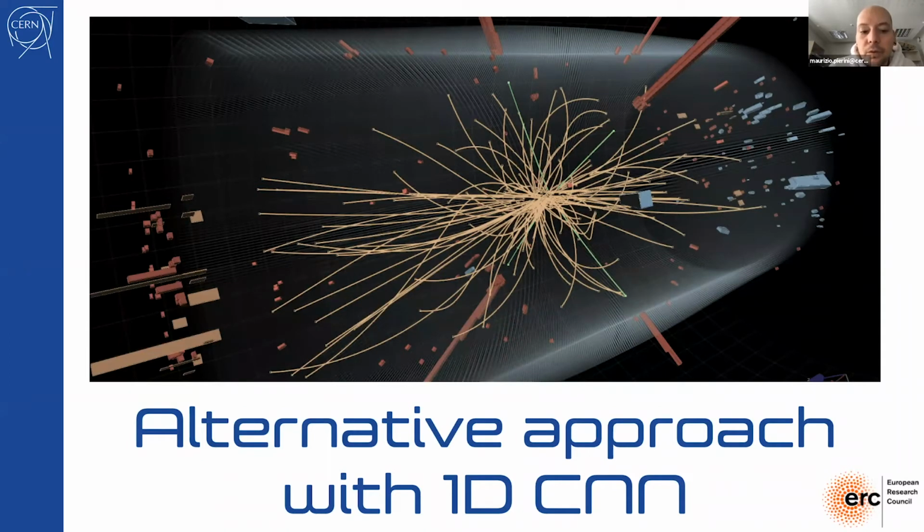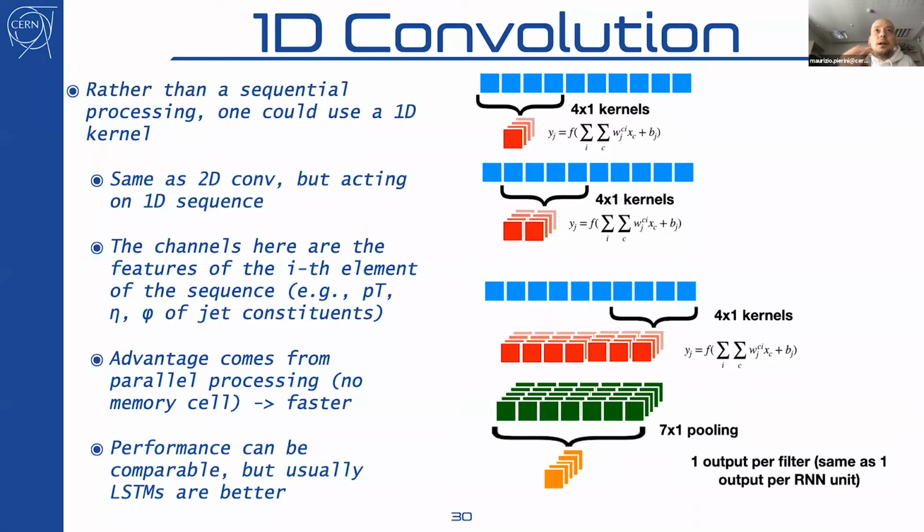No? Okay. So I want to show you now something else which can deal with the same kind of problem, so with a sequence of data, but using the convolutional network paradigm. It's what people call one-dimensional convolution. So how does it work?